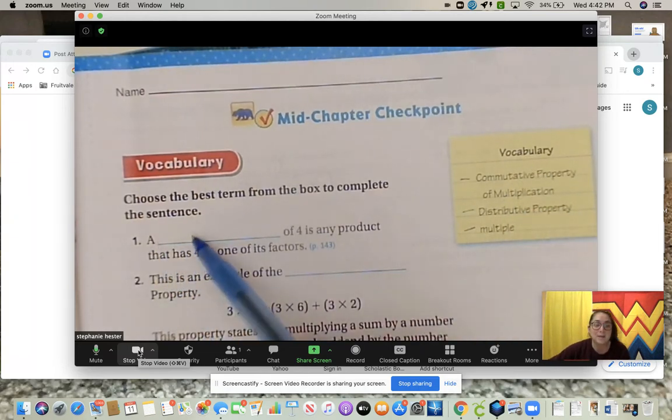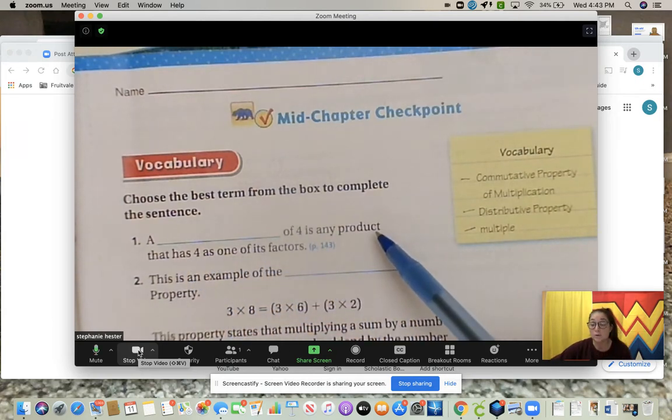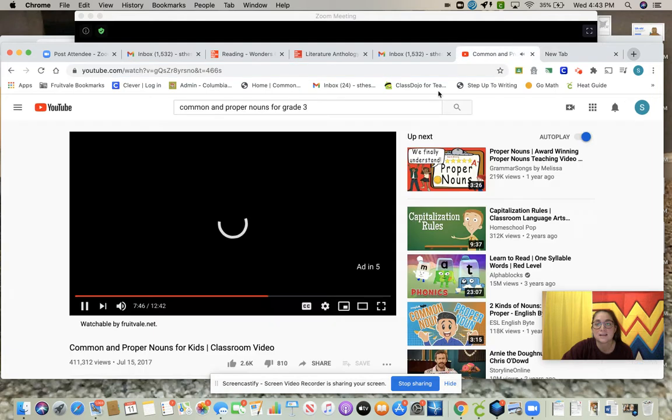Number 1, a blank of 4 is any product that has 4 as one of its factors. So remember, product is the answer to a multiplication question. Is a noun. And there are 2.